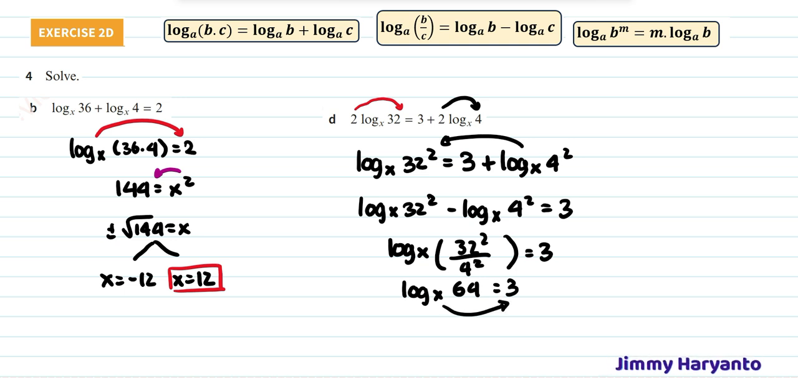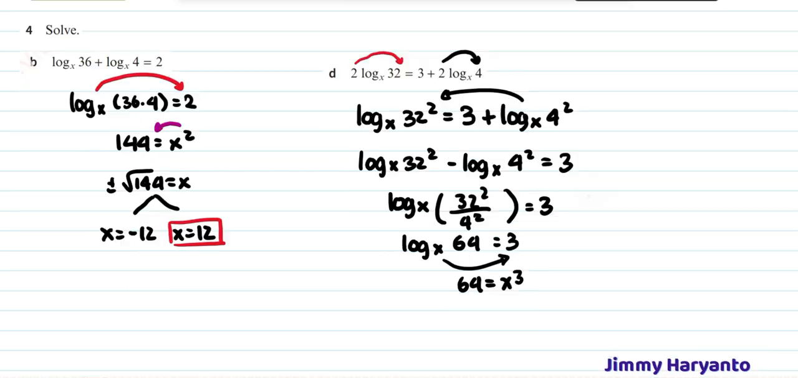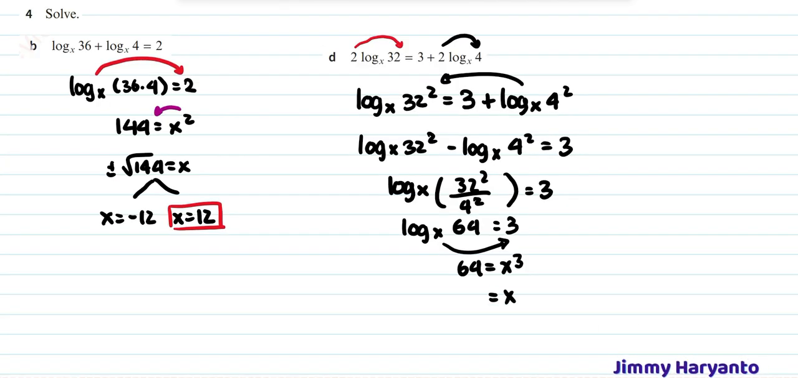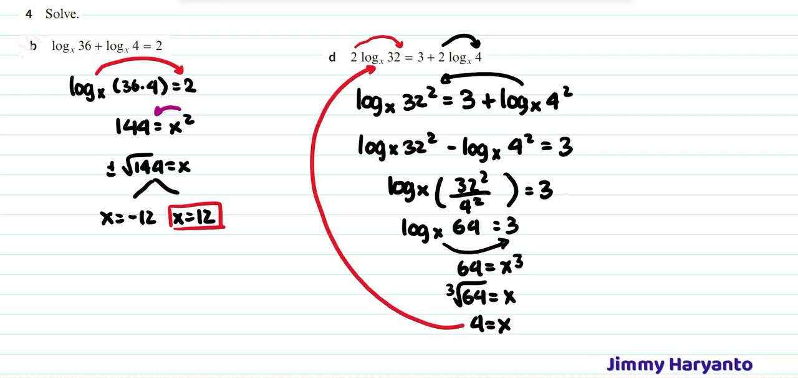I will move the x to the right hand side. I will have x to the power of 3, and then x equals the cube root of 64, and the answer is 4. If you check your answers into the terms, it will become correct because that is not negative numbers.